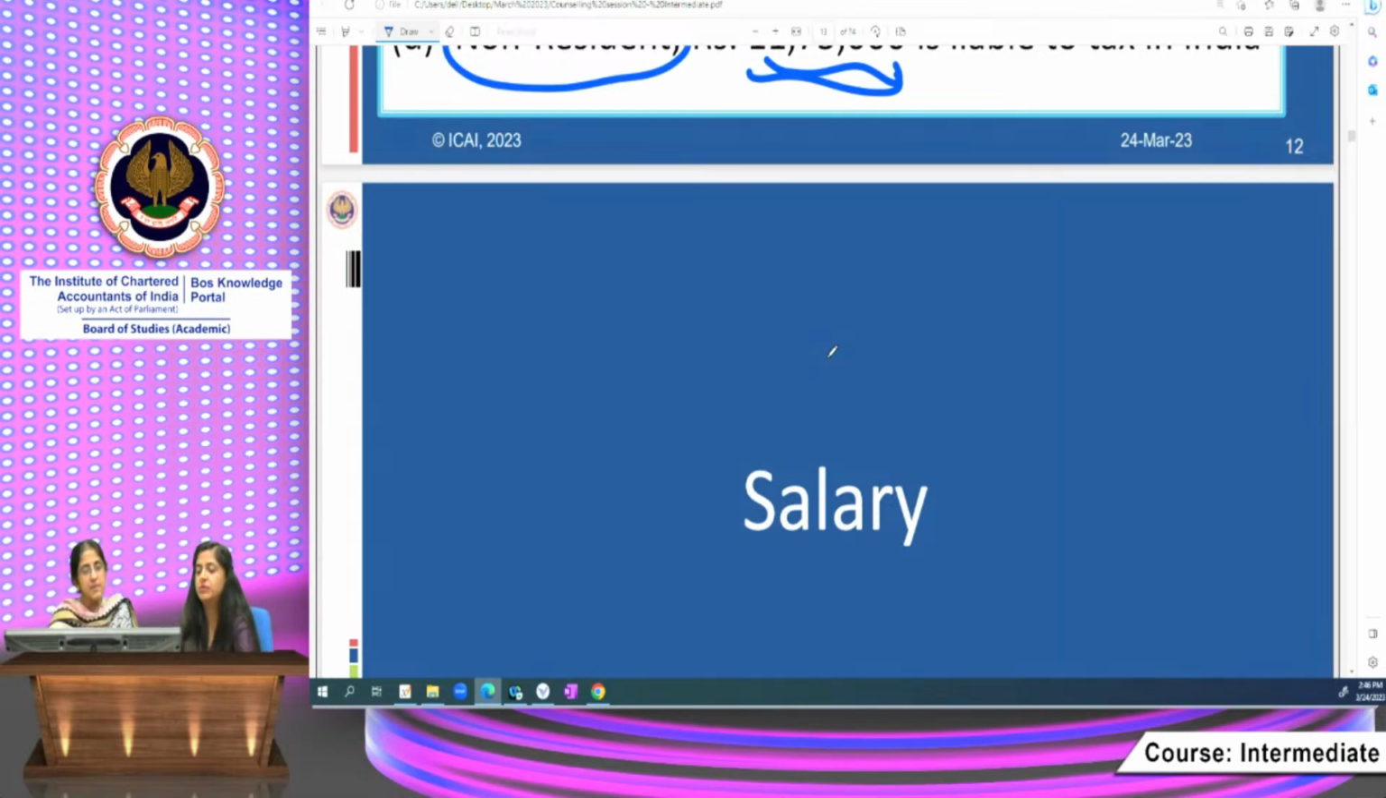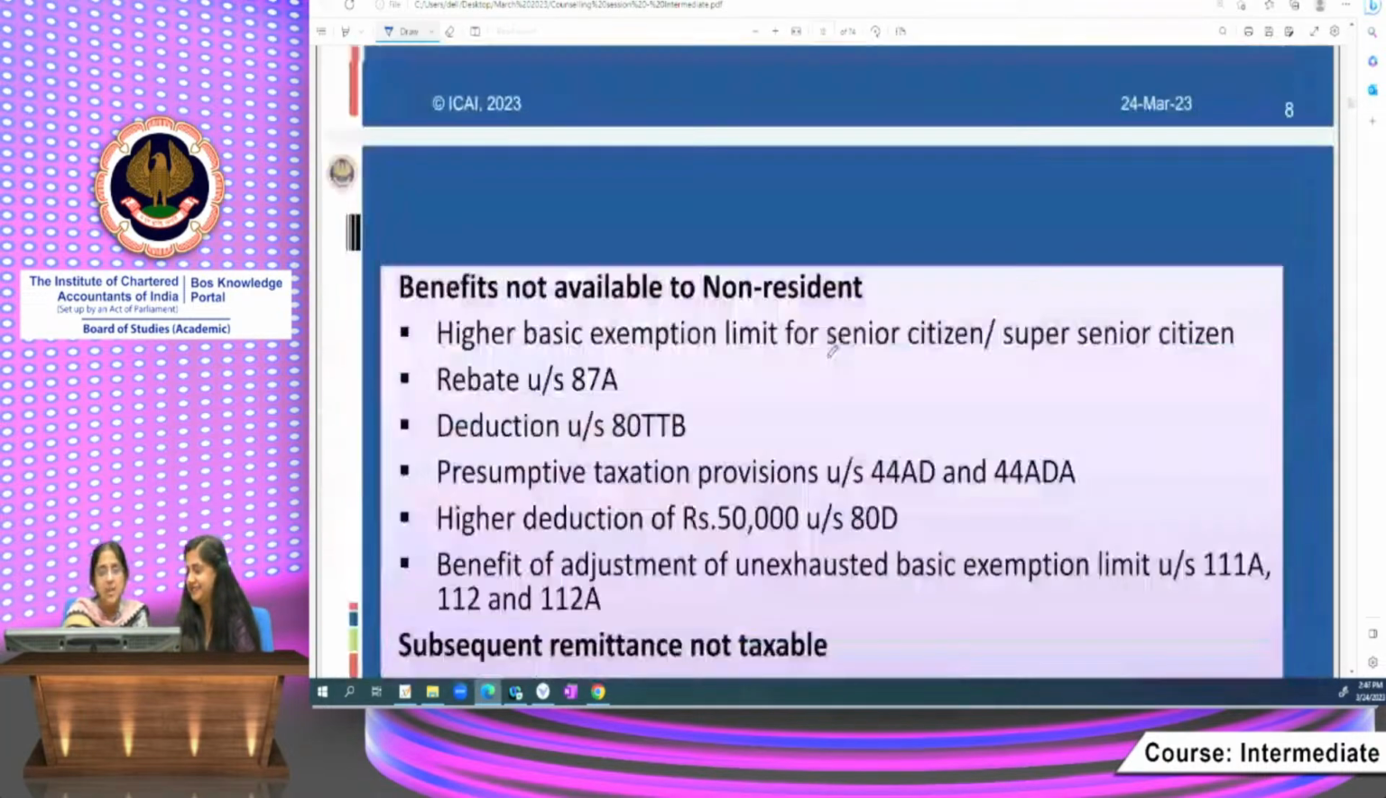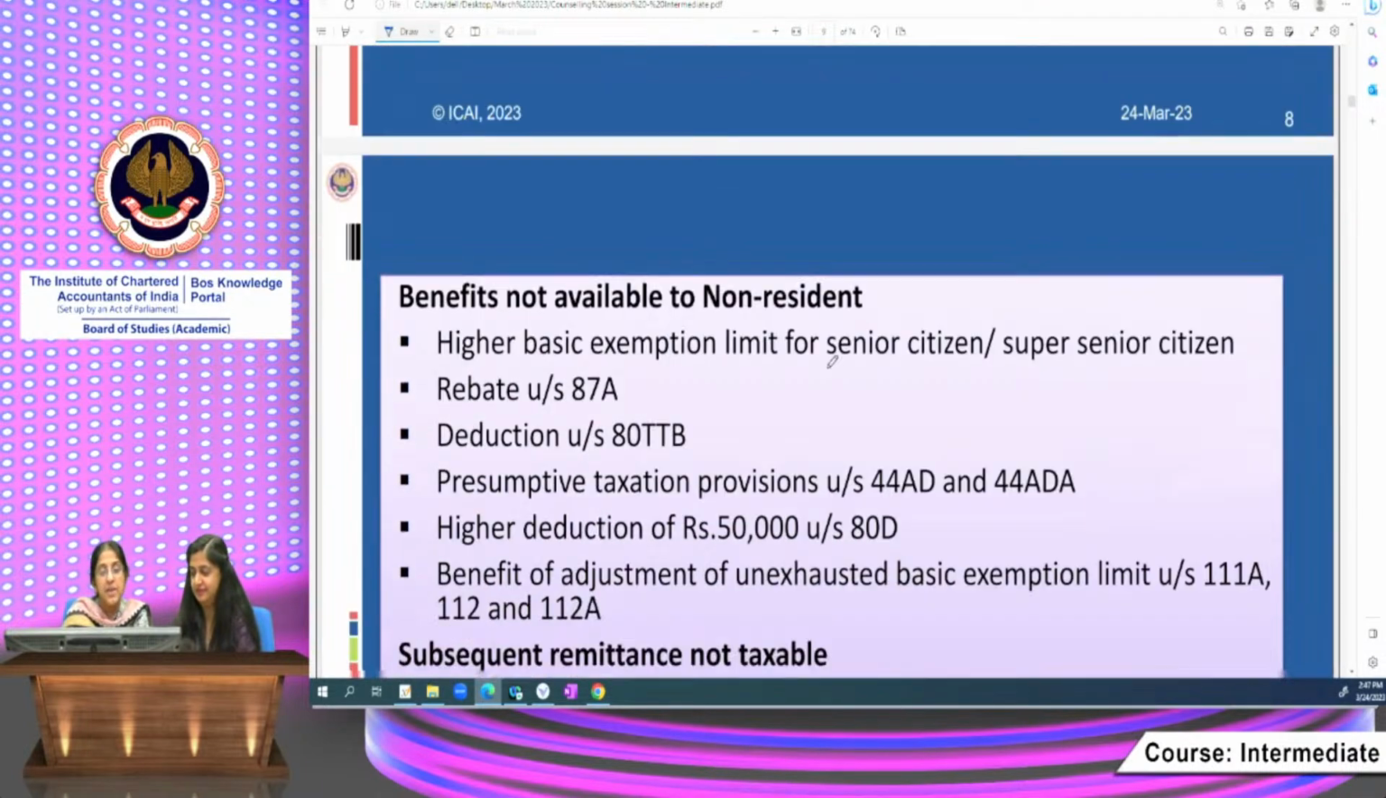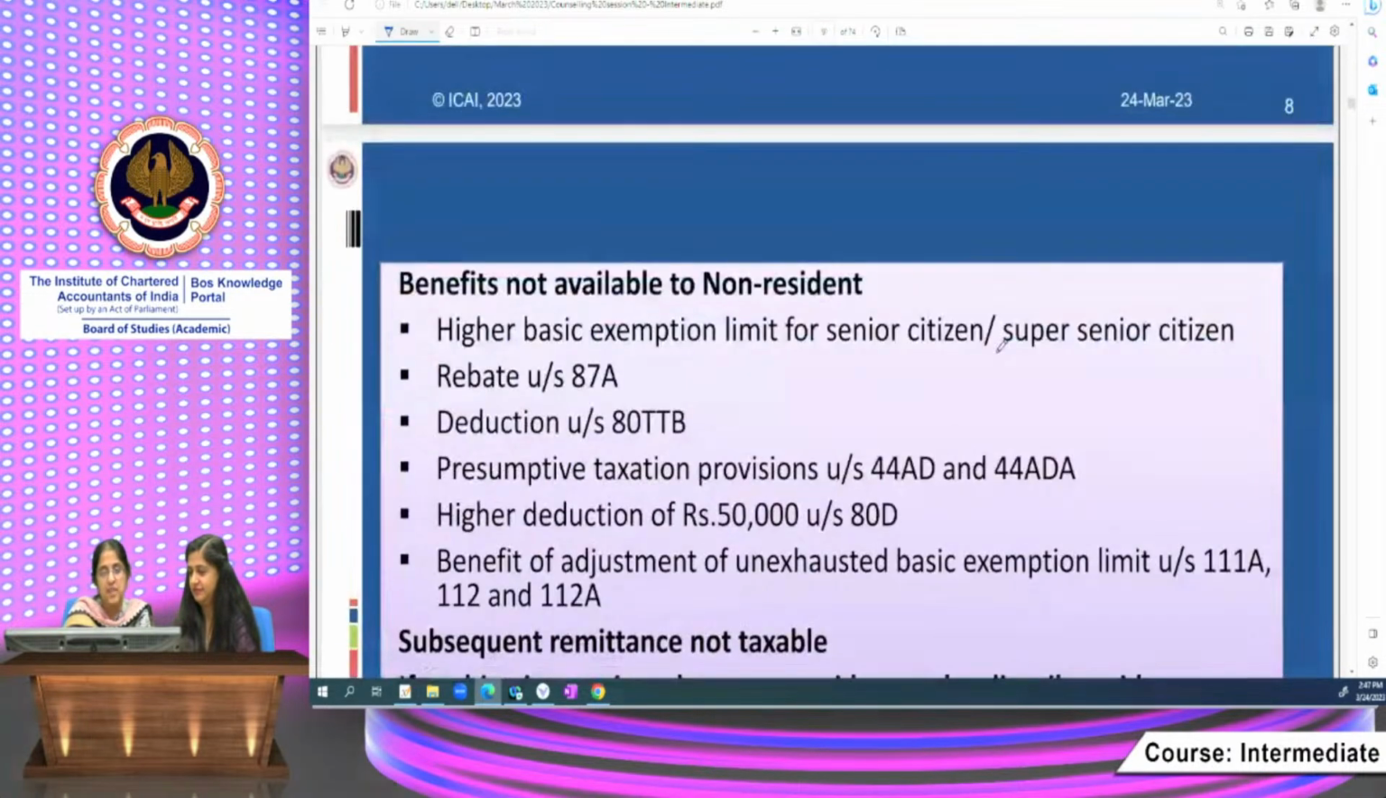Now, in the heads of income, the first... One more thing. Sorry, Dimple. Yeah, sure. Actually, one thing which I wanted to tell you in this same context: when you're doing the various provisions of the Act, you will know that some benefits are not available to a non-resident. That is the higher basic exemption for a senior citizen, 3 lakh and 5 lakh, that is not available to a non-resident. Rebate under 87A, up to 12,500, is also not available in case of a non-resident. Deduction under 80TTB, a higher deduction of 50,000 for interest on savings account as well as FD account and all, is available only to a resident, not to a non-resident.